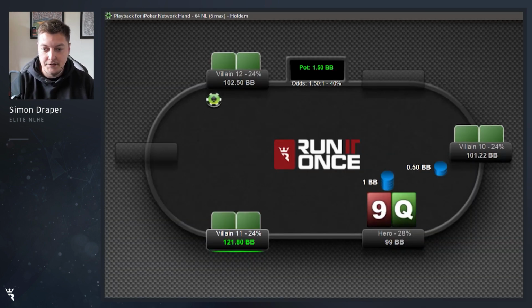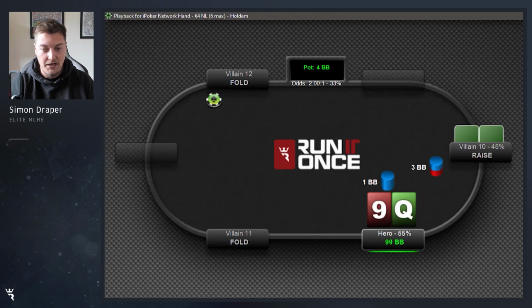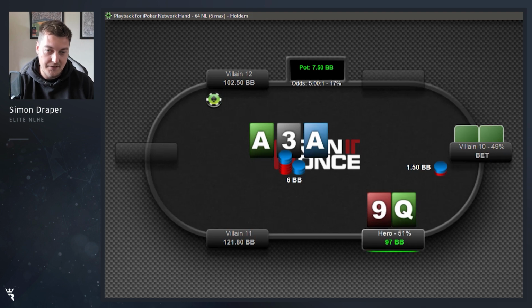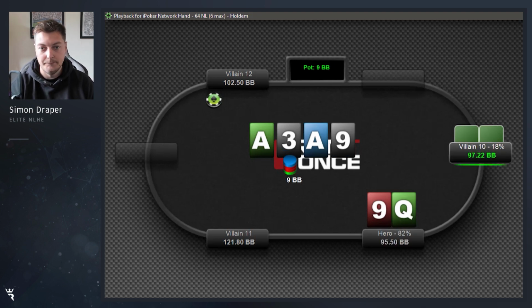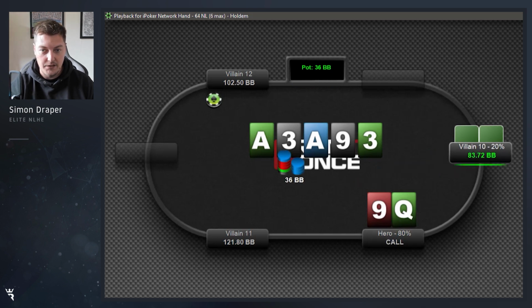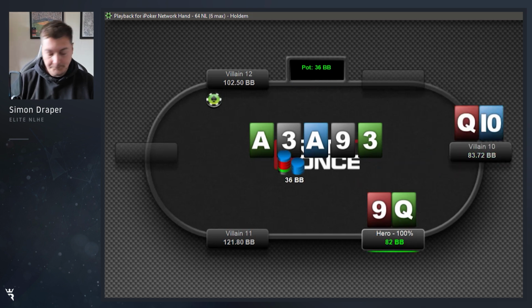So in this particular spot, we are blind on blind versus a reg, and we have the queen nine off and call an open. The flop comes down ace, ace 3. Our opponent goes 25% on the flop and we click the call button. The turn comes the 9 and the action goes check, check. And then on the river, our opponent goes for a 150% pot river overbet. And we elect to call the river with our queen 9. And we get shown the queen 10.